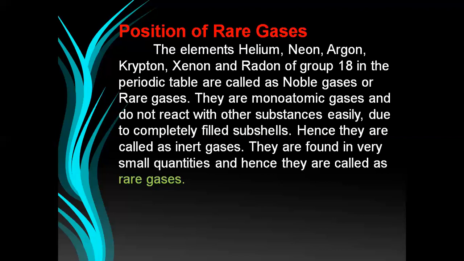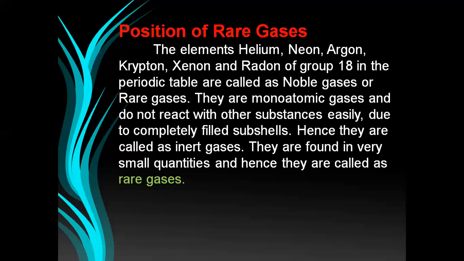So we call these noble gases, rare gases, or inert gases, because they are present in very small quantities in the earth. So they are called rare gases. They are placed in group 18.